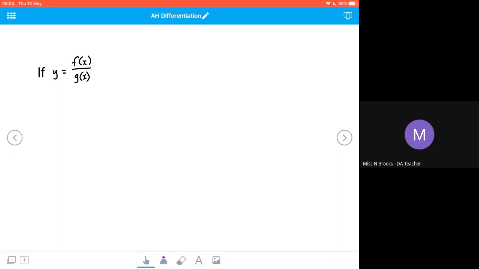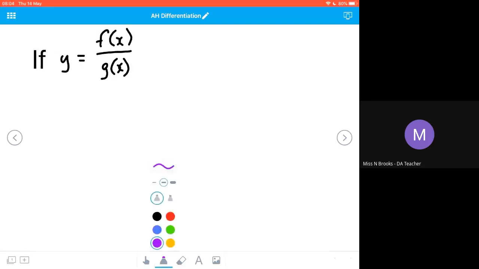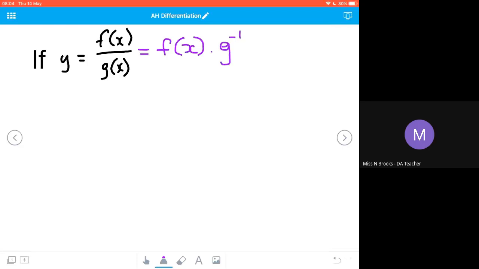Now we can rewrite this as a product of functions, and then we can apply the product rule that we discovered in the last video in order to derive our quotient rule. So we can rewrite y equals f of x multiplied by the inverse function of g. Now, for our product rule, we know that y prime equaled f prime g plus g prime f.